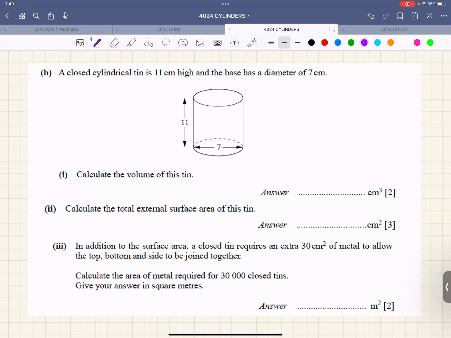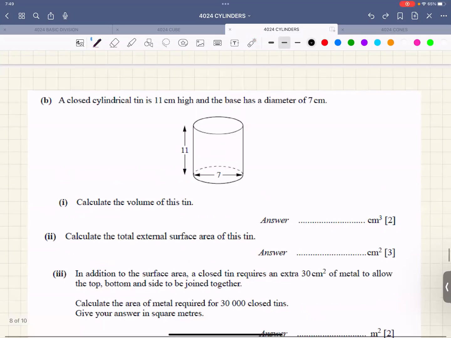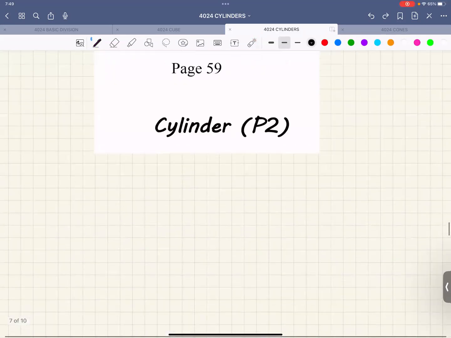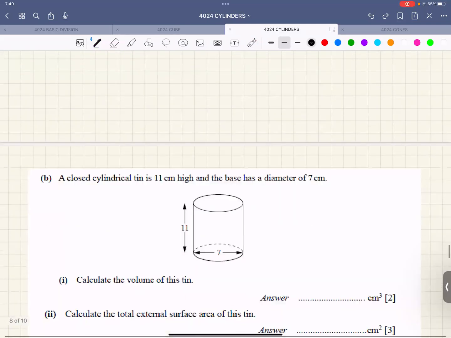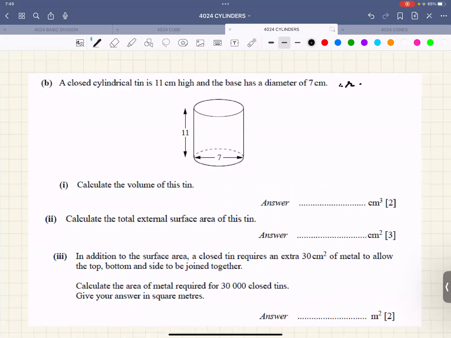Now the question says, a closed cylindrical can is 11 centimeters high and a base has a diameter of 7. That means this looks like a paper 2 question to me. Yes, it is paper 2. The radius is equal to 3.5 centimeters. Calculate the volume of the tin.